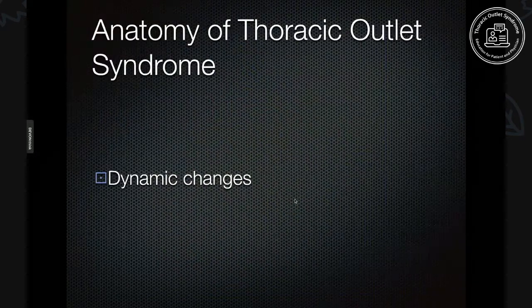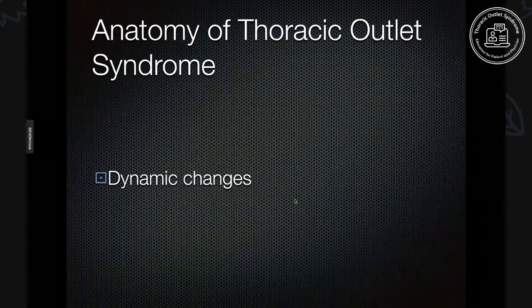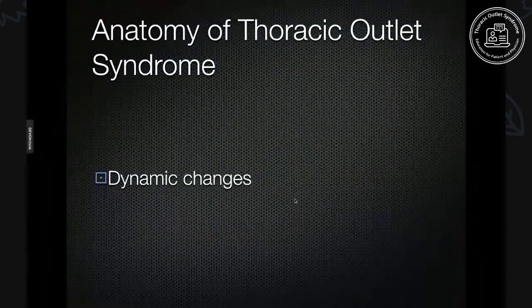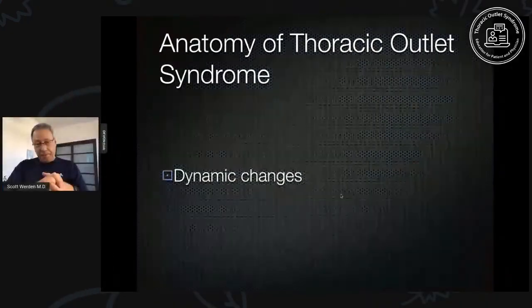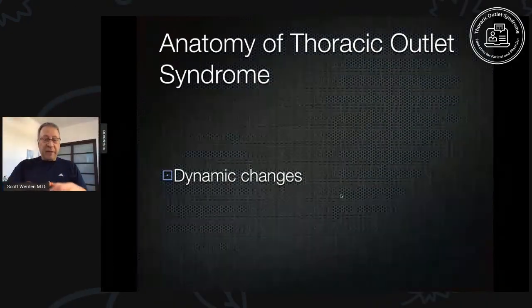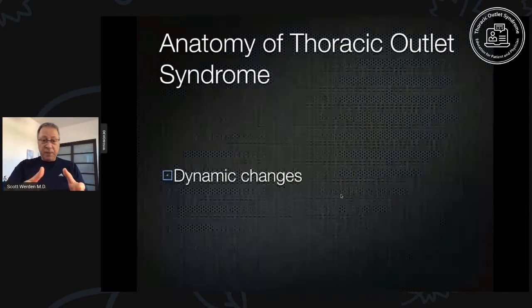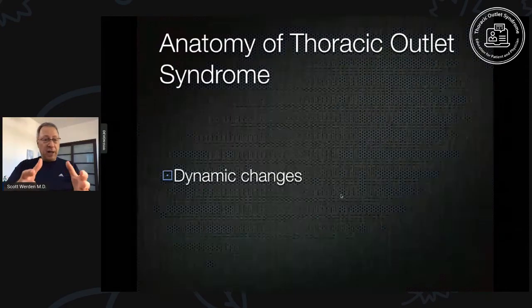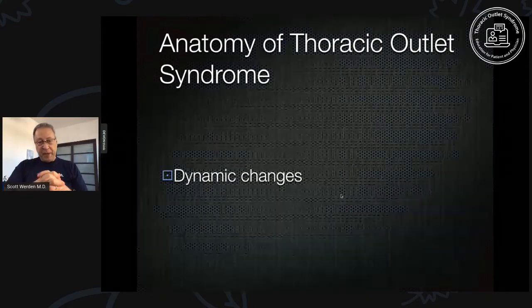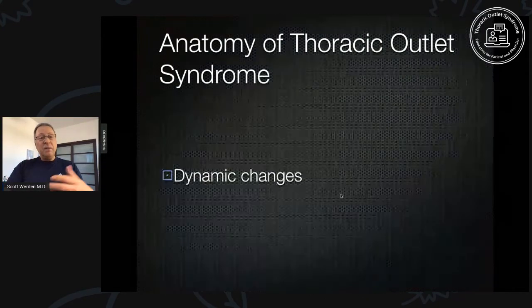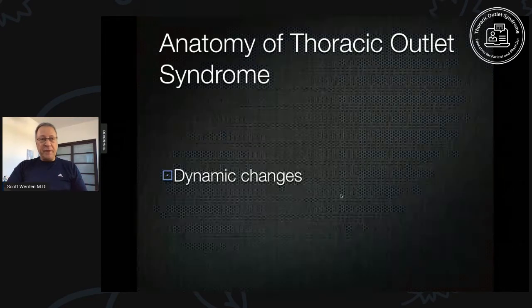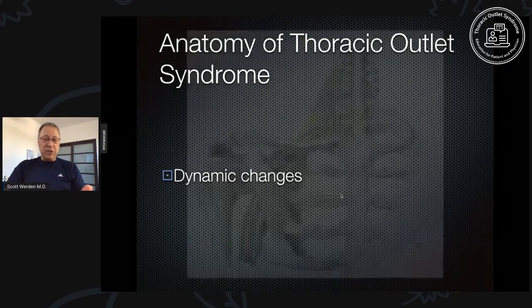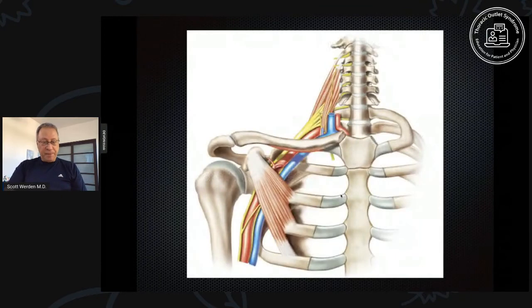Now we're going to touch on the dynamic changes. The arm is the most mobile joint in the human body. And when you move your arm, the shoulder blade moves and the collarbone moves, but the ribs really don't move. So you have this relative motion of the collarbone relative to the first rib, and that can create problems, meaning it can create compression of any of those structures, which causes the symptoms of thoracic outlet syndrome.